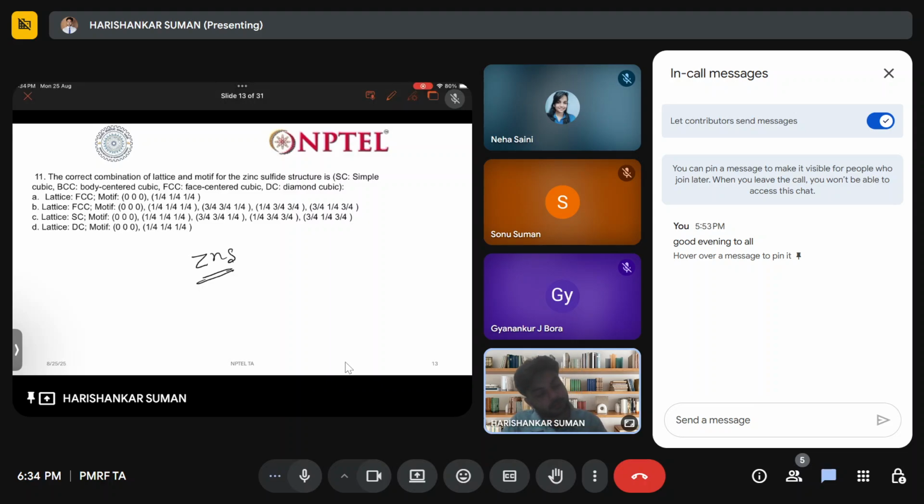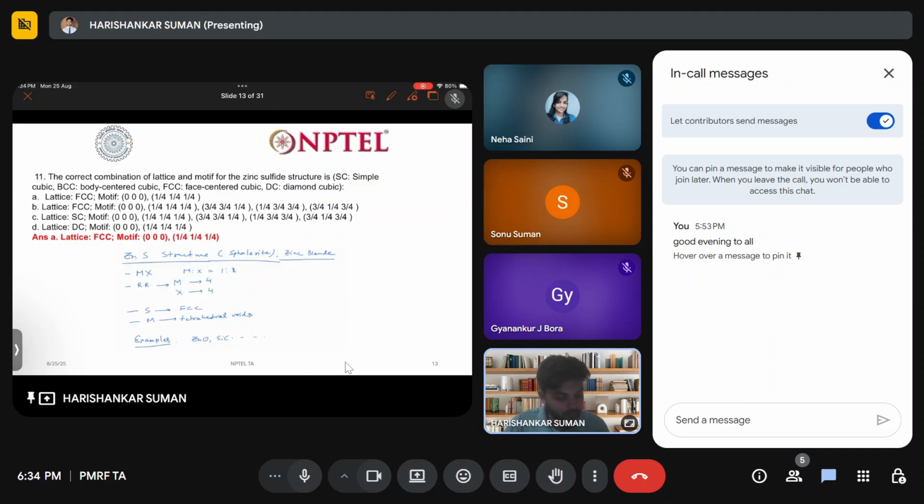Let's see the solution. The answer will be FCC, motif 0 0 0 and 1/4 1/4 1/4. We can see the ratio of Zn and S is 1 to 1, and this will be 4 4. Like that ZnS, this will be FCC with tetrahedral sites occupied by M, for that position 0 0 0 and 1/4 1/4 1/4.